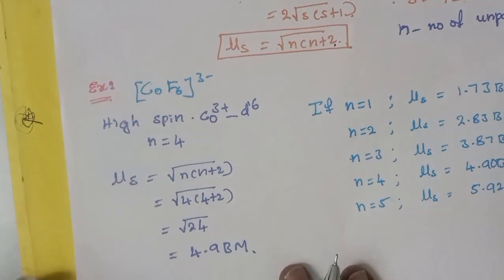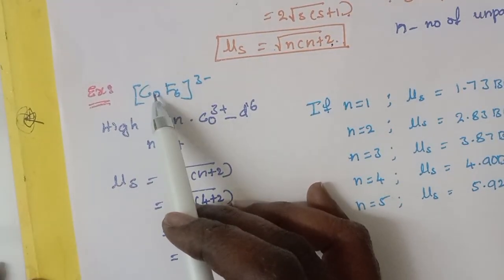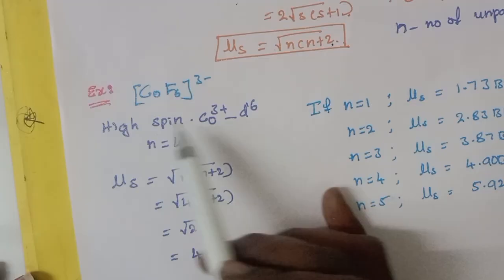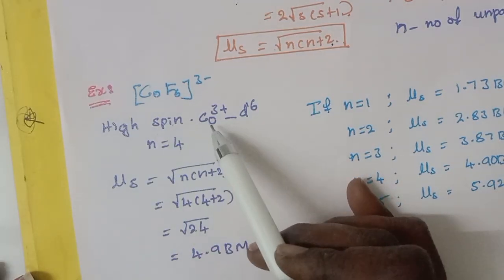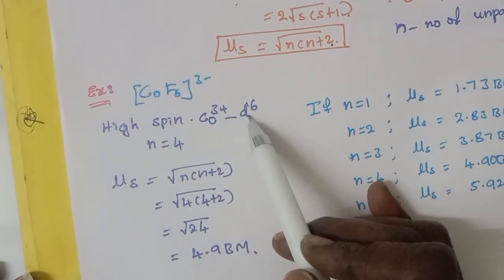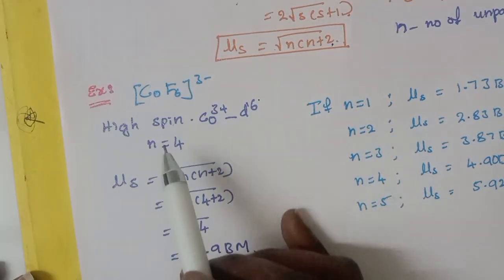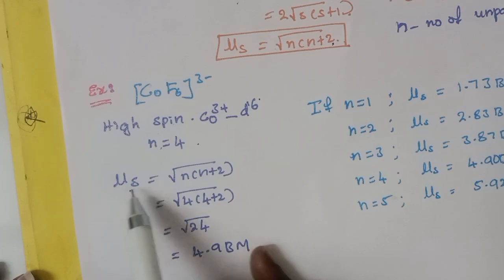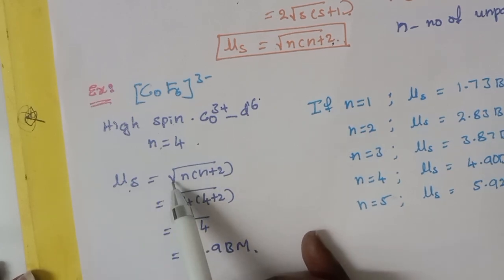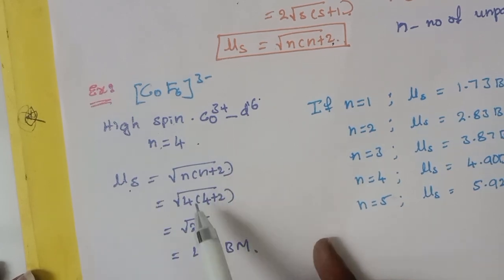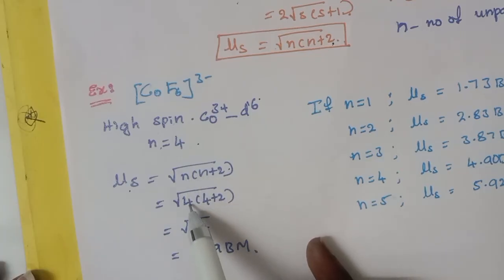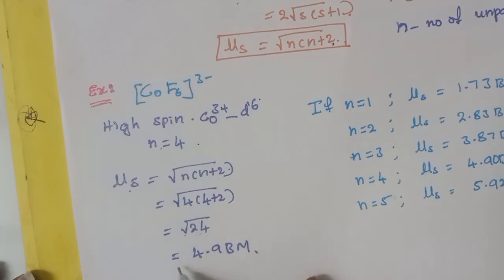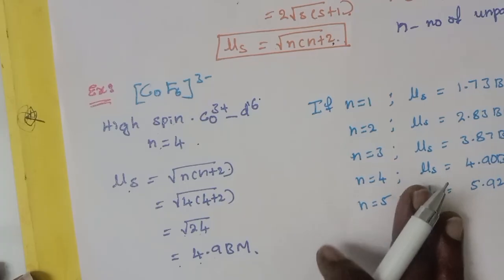If we see an example, hexafluorocobaltate, it is a high spin complex. Cobalt is in +3 oxidation state. It is a d6 system and the number of unpaired electrons is 4. So the mu S formula is mu S equals the spin only formula, square root of n(n+2), right? Substituting the number of unpaired electrons 4, it is square root of 24. It results in a magnetic moment of 4.9 BM.